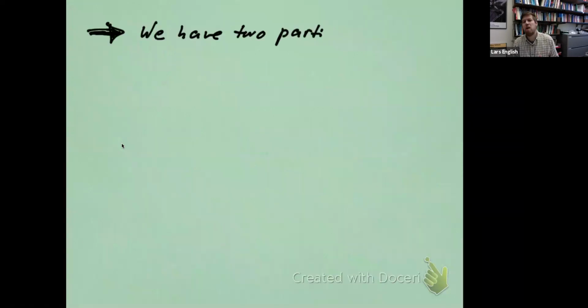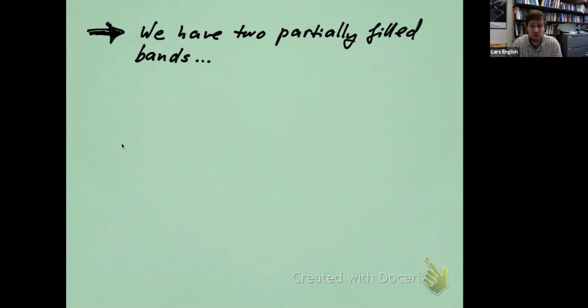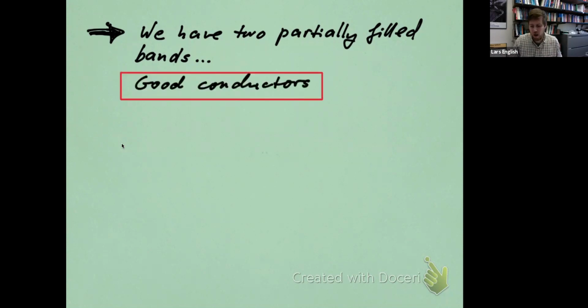And so the upshot now is that we have 2 partially filled bands. The first band is not fully filled because energetically it's better to shift some of those electrons that would have filled up the first band into the second band, because we could lower the energy there. So we have a first band that is only partially filled, and a second band that is partially filled as well. So we have 2 partially filled bands, and that should make for a good conductor, right?